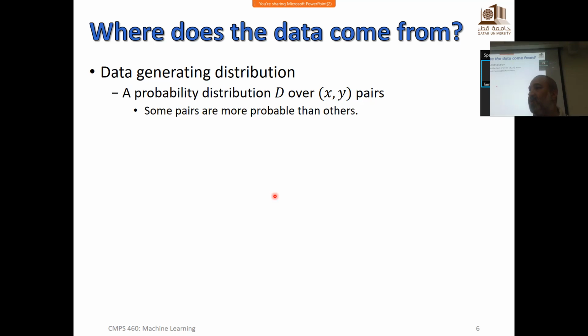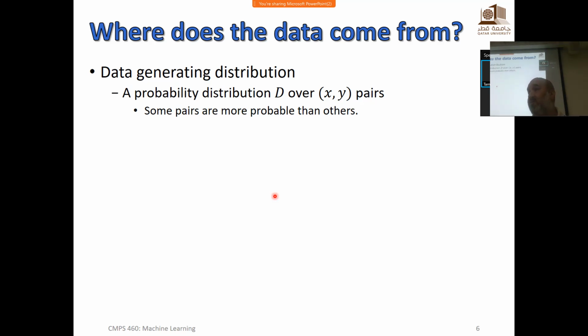But do we know this distribution? If it's given, then the learning will be easy, right? The prediction will be very easy. If we know that distribution, then we don't need to learn anything. We know for every value x, there are some possible values y, and we can see which one has the highest probability, and then we can predict it. So we wouldn't be in this class if we knew the distribution.